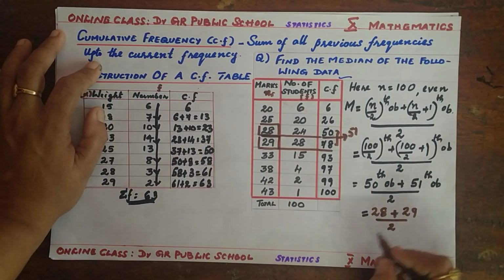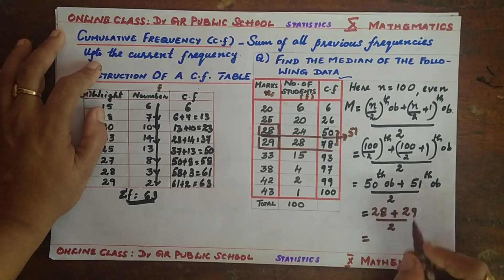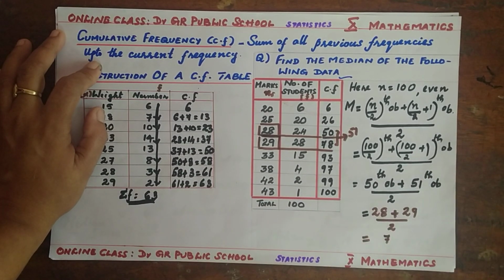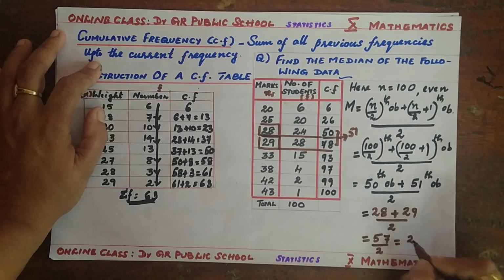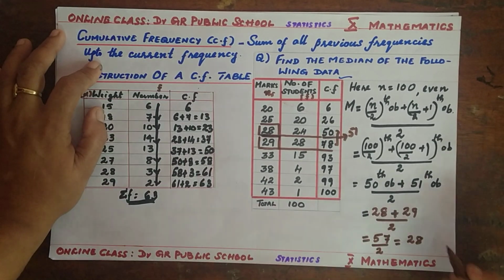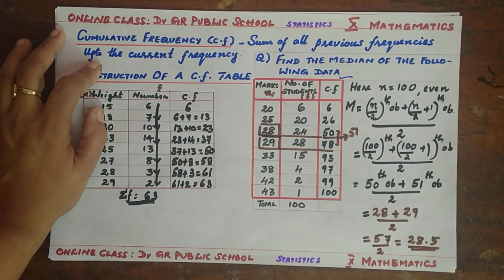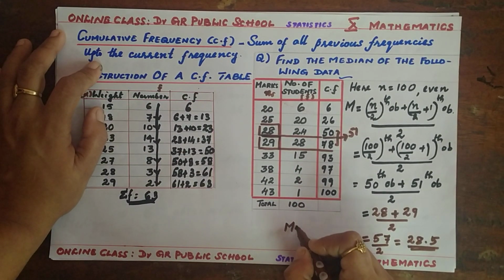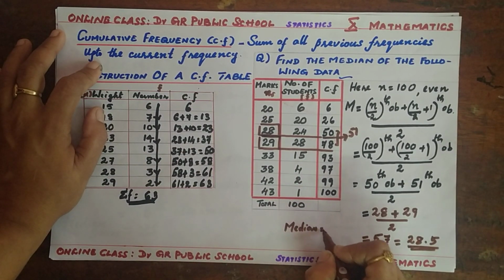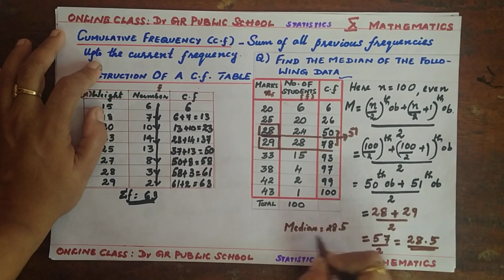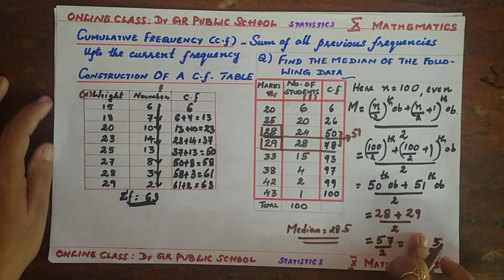Any doubt? Equals 9 plus 8 is 17, carry 1, 2 plus 2 is 4, plus the carry 1 is 5, so 57 by 2 equals how many times? 2 times 2 is 4, carry 1, it becomes 17, 8 times 2 is 16, again I carry 1, and then 0.5. Therefore, the median value is 28.5. At last you must write, therefore, median equals 28.5. I hope all of you understand how to find the median of an ungrouped data when the CF is given.